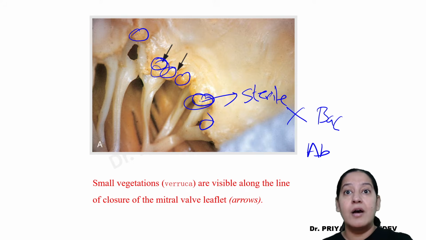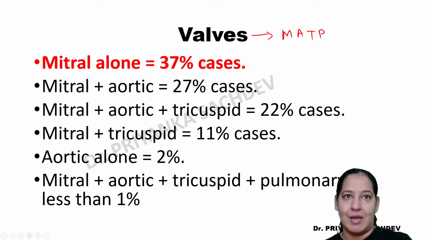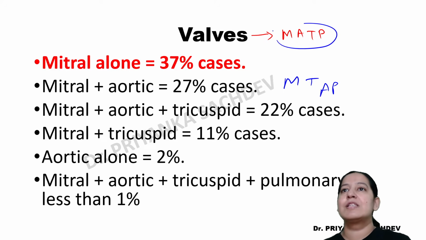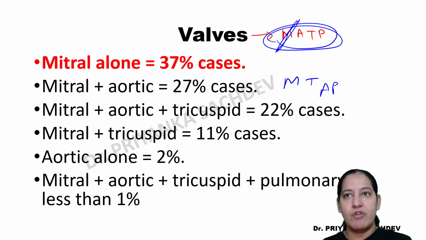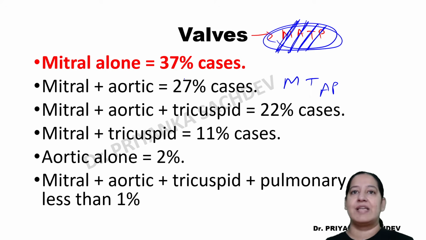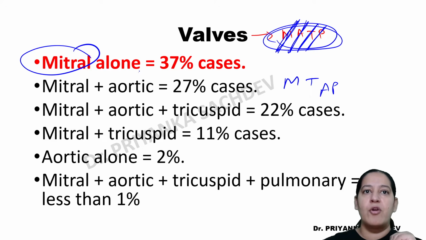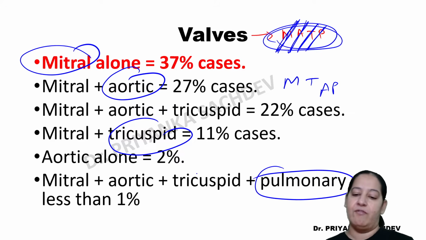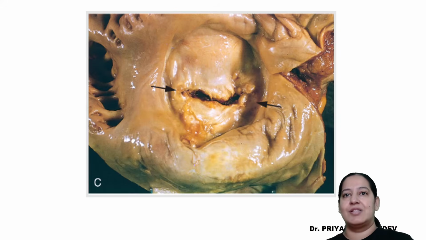The antigen is the body's own tissue, that is NAG, N-acetyl glucosamine. It is not bacteria. Which valves are involved? We know the heart has 4 valves: mitral valve, tricuspid valve, aortic valve, and pulmonary valve. Most commonly the mitral valve is involved, followed by aortic, followed by tricuspid, and pulmonary is least commonly involved. First the left side, then the right side. Please learn it.